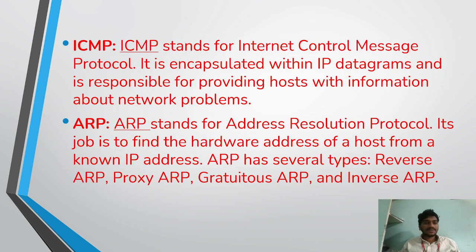And the second protocol is ICMP. ICMP stands for Internet Control Message Protocol. It is encapsulated within IP datagrams and is responsible for providing hosts with information about network problems. And the third protocol is ARP. ARP stands for Address Resolution Protocol. Its job is to find the hardware address of a host from a known IP address. ARP has several types: reverse ARP, proxy ARP, gratuitous ARP, and inverse ARP.